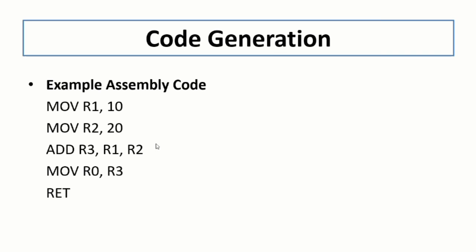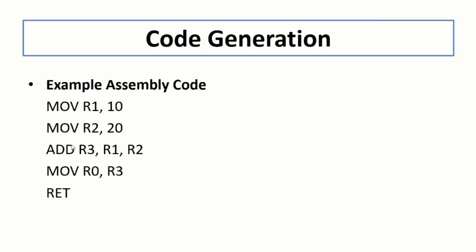Coming to the example, the optimized intermediate code is converted into assembly code. Coming to step 1, MOV R1, 10. The move instruction loads the value 10 into register R1. Here registers R1, R2 are like faster memory locations in the CPU. Coming to the second step, MOV R2, 20. The move instruction loads the value 20 into register R2.